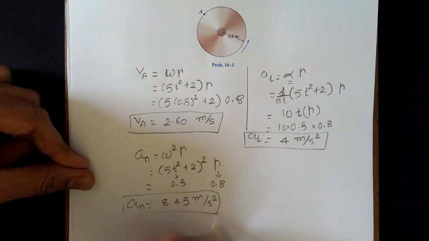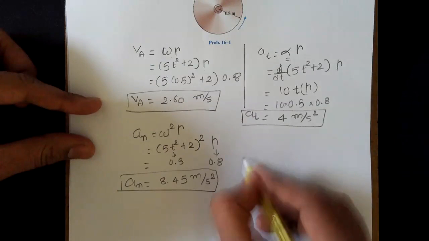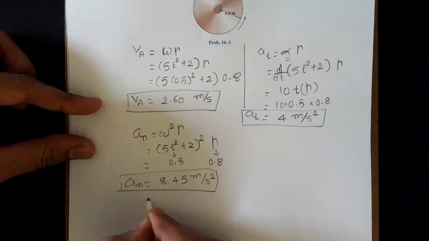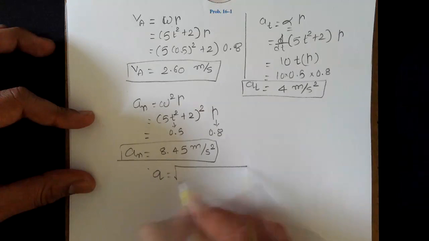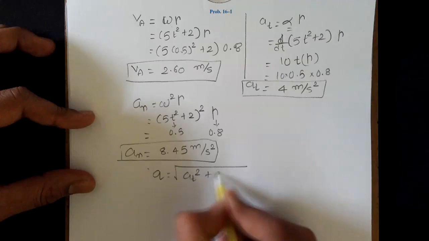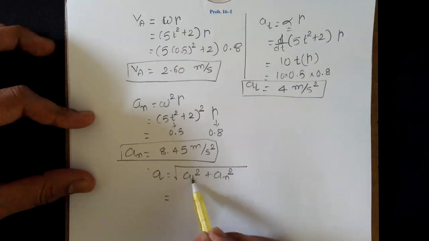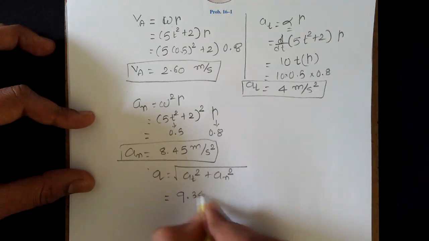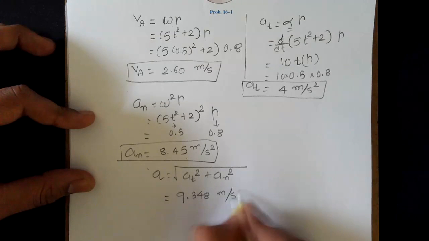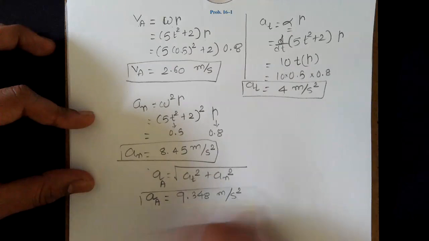So the total acceleration of point A in this example is a combination of tangential and normal acceleration, and A is the square root of tangential component square plus normal component square, and this number is 4 square plus 8.45 square and square root of that, which is 9.348 meters per second square. And this is the total acceleration of point A. Okay. That's our final answer.